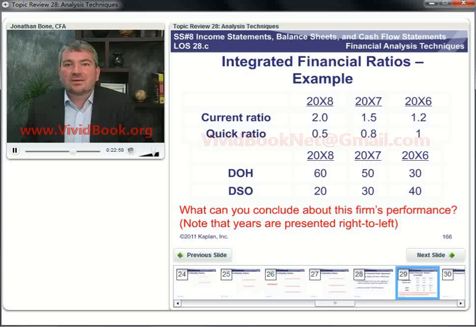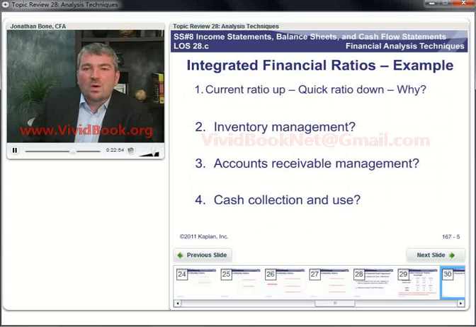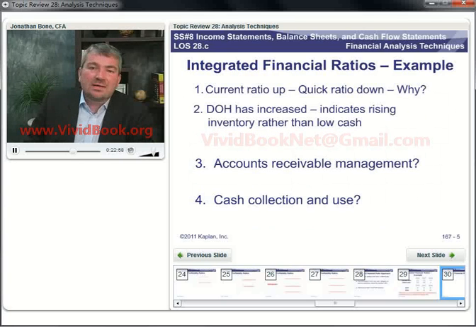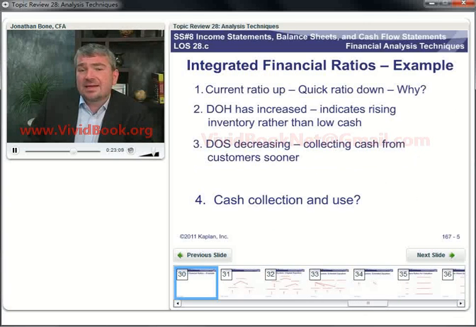So let's have a look. Current and quick ratio. Current ratio up, quick ratio down. Why would that be the case? Well, we've already said it indicates rising inventory levels. Now, the fact that days of inventory on hand have increased, again, give us further evidence of this. Days of sales outstanding have decreased, indicating we're collecting cash from our customers sooner. So if we're collecting this cash sooner, what are we using it to do? Well, of course, it is buying inventory.